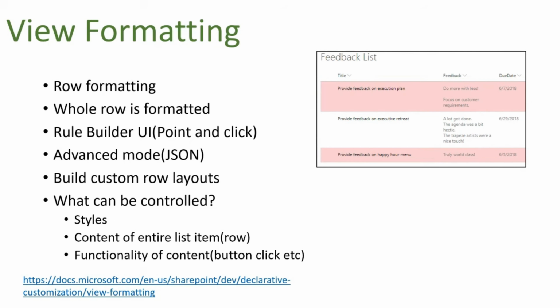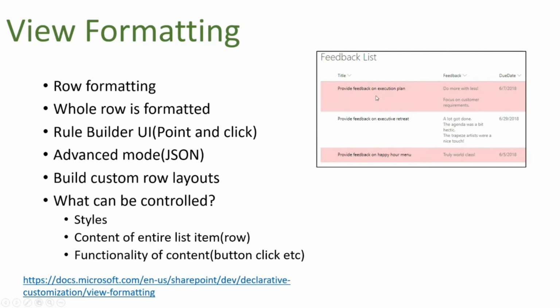Now coming to the view formatting, what happens is, rather than just changing the format of the column, we are formatting the whole row, right? So in this example, if you have a feedback list, and depending on the due date you want to highlight the whole row, maybe red or whatever color you would prefer, you can do that. So rather than applying the column formatting, we would be applying similar formatting using the rule builder UI, or maybe JSON mode, and the whole row would be formatted, right? So again, this basically allows us to create custom row layouts.